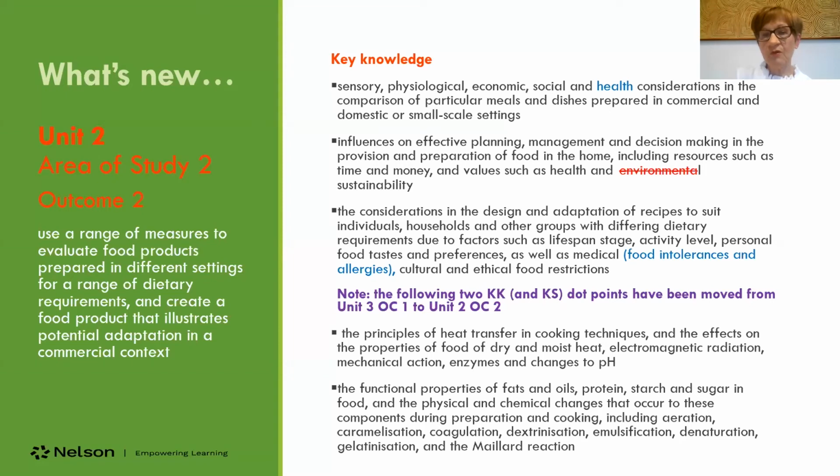Now, these have moved from Unit 3 Outcome 1 to Unit 2 Outcome 2. What you will notice when you get your copy of the Unit 1 and 2 text is that we've actually positioned the key knowledge relating to these two points earlier on in this area of study in the textbook, so that students have the opportunity to develop their understanding of this critical information and can apply it in their applied practical activities. So we thought that was really important, but that is a significant change in the study.